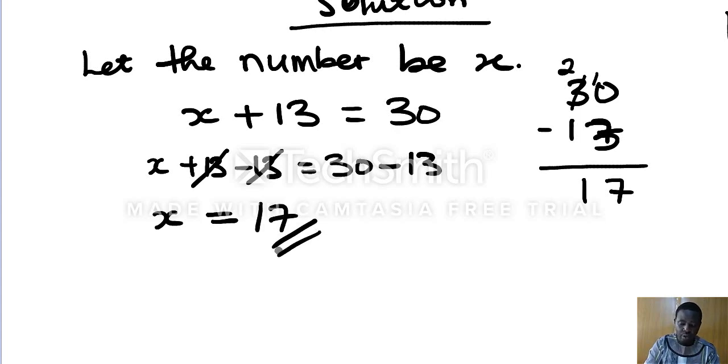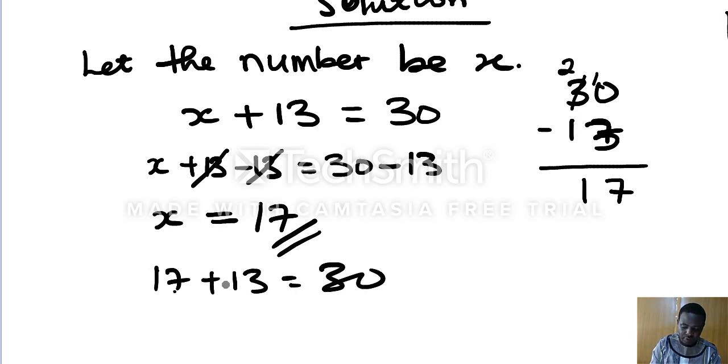So 17 is that number that when you add it to 13, it gives you 30. If you like, you can try it. That is 17 plus 13 is equal to 30. As 7 plus 3 is 10. Write down 0 and carry 1. That becomes 1, 2, and 3 as your answer.